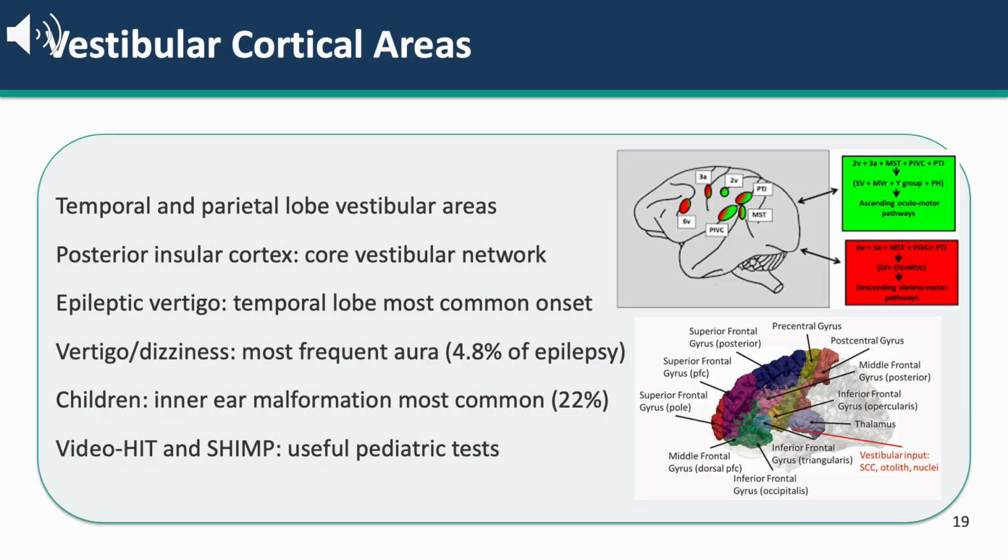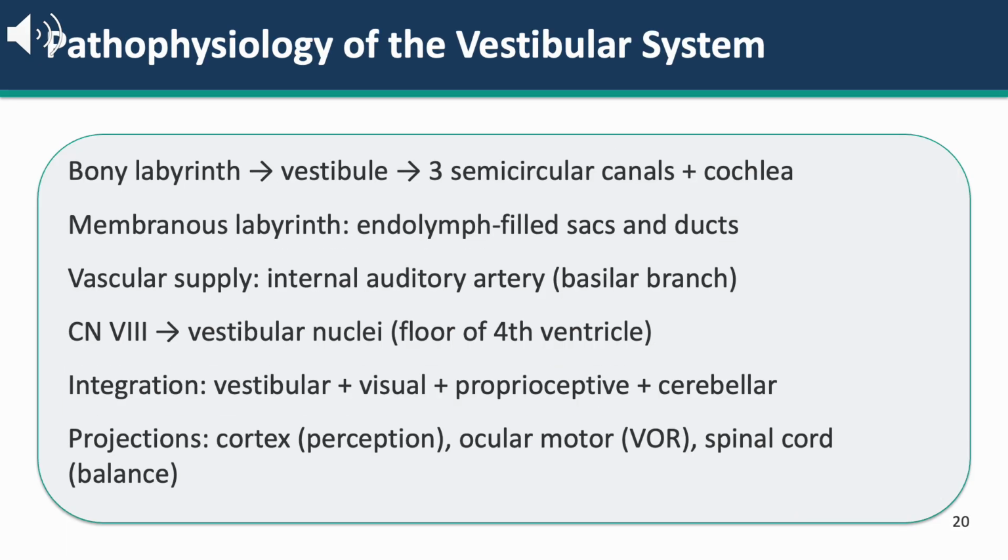pediatric population. The vestibular receptors are housed in the bony labyrinth, a series of intercommunicating cavities in the petrous portion of the temporal bones. From a central cavity called the vestibule arise 3 semicircular canals and the cochlea. Within this bony labyrinth is the membranous labyrinth, filled with endolymphatic fluid and specialized structures for vestibular and auditory sensation.